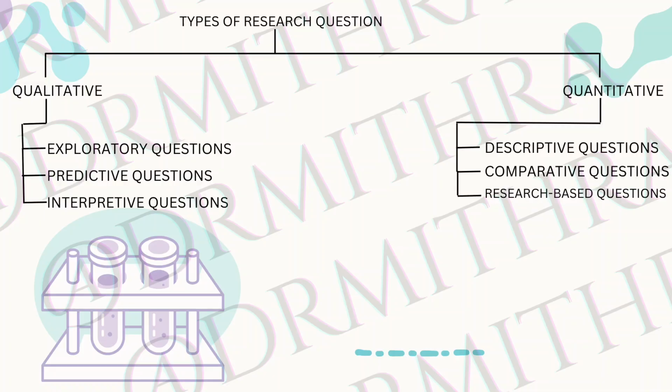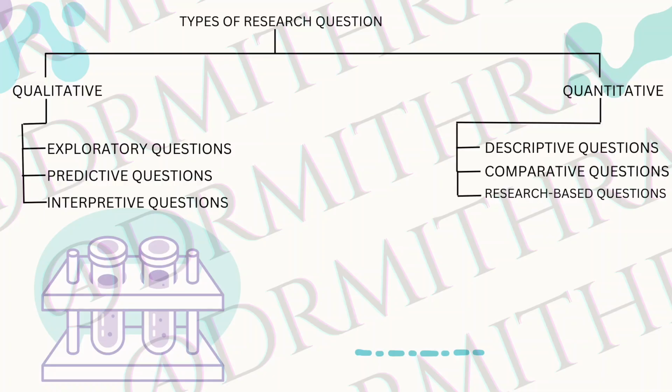Descriptive questions like how many students score above 80% in so and so. Comparative, like comparing the difference between online and offline exam scores. Research-based question. So these are the different types of research questions. So basically, if you're trying to understand human experiences, you go for the qualitative type. If you're trying to measure or compare, you go for the quantitative type.